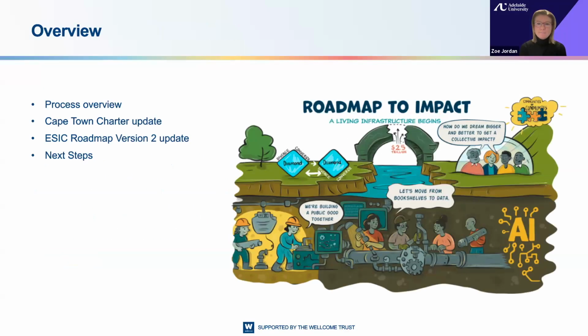Next slide, please. So just a quick overview of what we hope to cover today. We are going to just do a quick overview of the process that we followed during the planning process. We're going to give you an update on the Cape Town Consensus Charter and also an update on the ESIC roadmap, which now has a second version published on the website, and let you know about next steps.